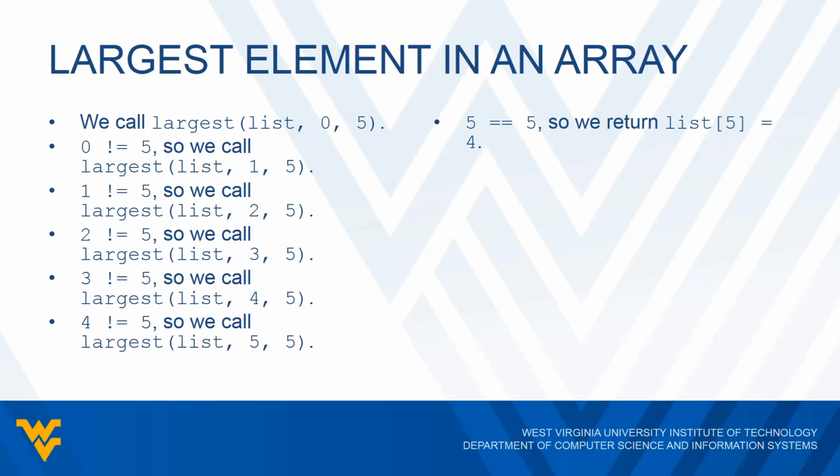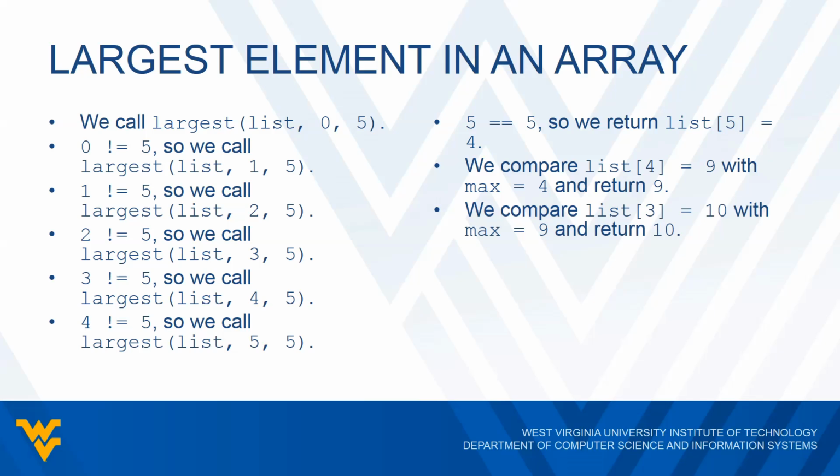So now we're going to go back to our previous call. So we're going to compare list 4 with our maximum. So list 4 was 9, and our maximum was 4. So we're going to return 9 since that's the larger of the two. We'll then go back to our previous call where we're going to compare list 3 with our current max. Well, list 3 is 10 and our maximum is 9. So since 10 is larger, we're going to return 10.